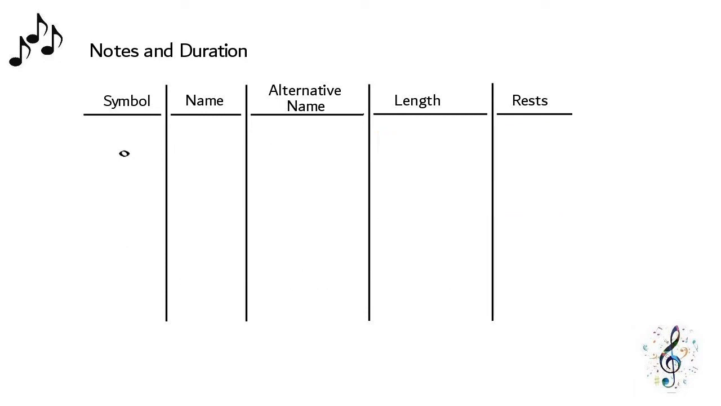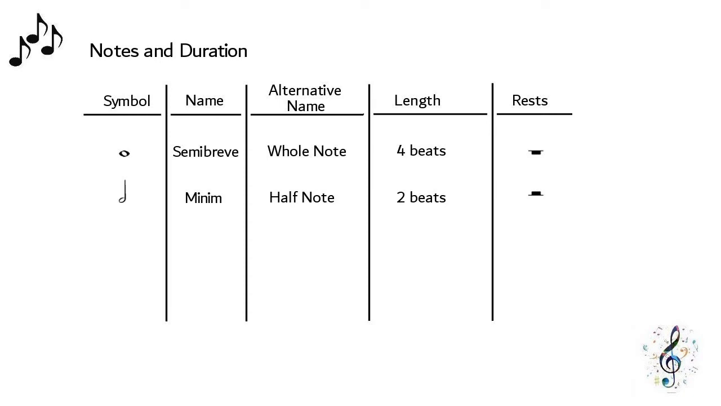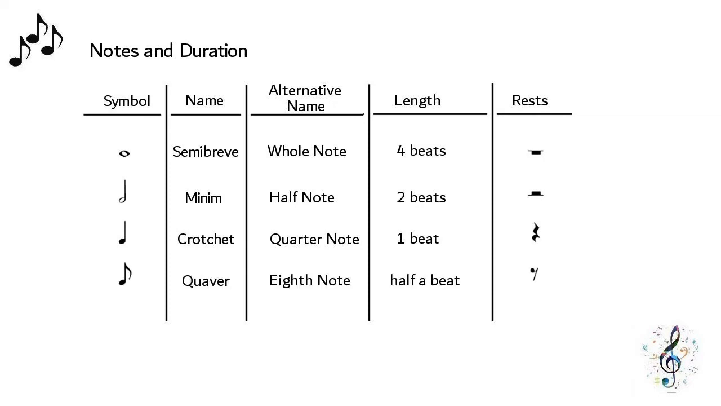A semibreve, also known as a whole note, is worth 4 beats. A minim, also known as a half note, is worth 2 beats. A crotchet, also known as a quarter note, is worth 1 beat. A quaver, also known as an eighth note, is worth half a beat. And each of these notes has an equivalent rest.